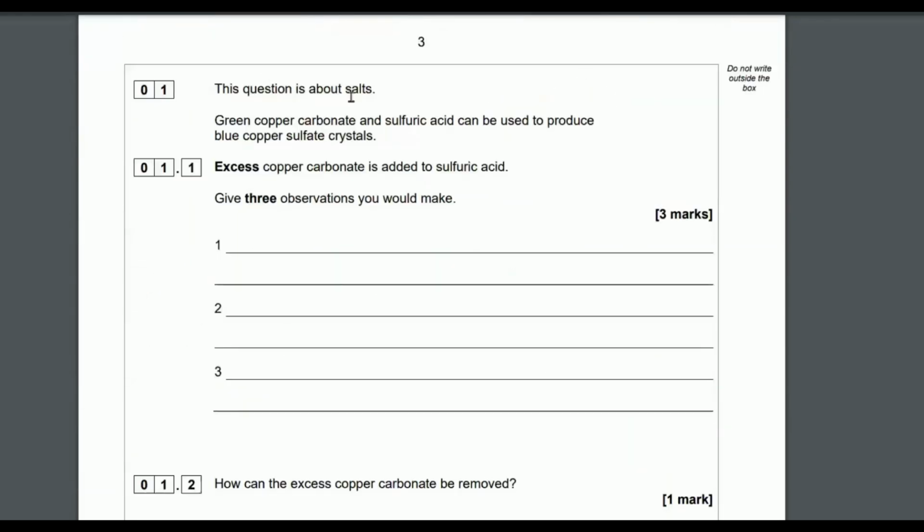This question is about salts. Green copper carbonate and sulfuric acid can be used to produce blue copper sulfate crystals. 1.1. Excess copper carbonate is added to sulfuric acid. Give 3 observations you would make.